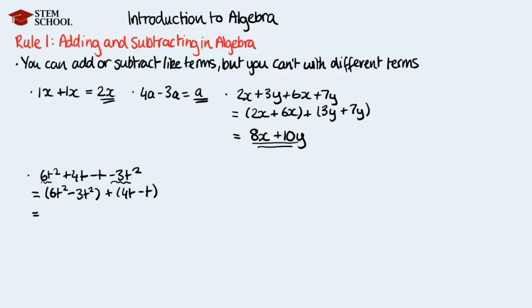So 6t squared take away 3t squared will just be 3t squared, because it's 6 take away 3. And then what do we have? We've got 4t take away t. So 4 take away 1 essentially, so that will be 3t. So it'll be 3t squared plus 3t as the final answer.